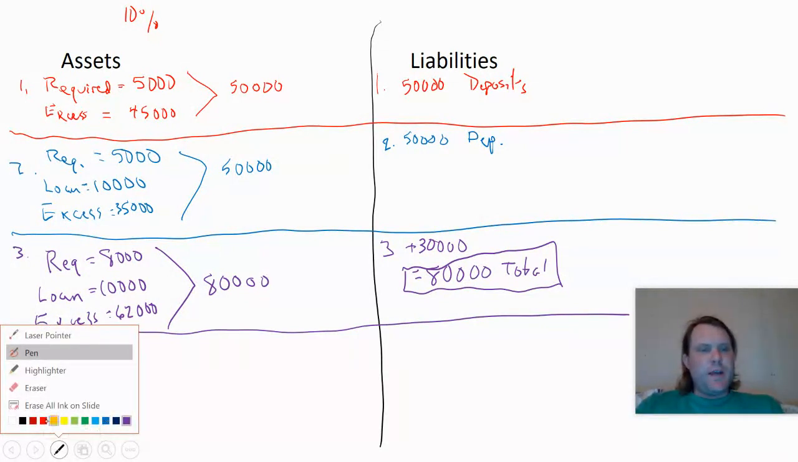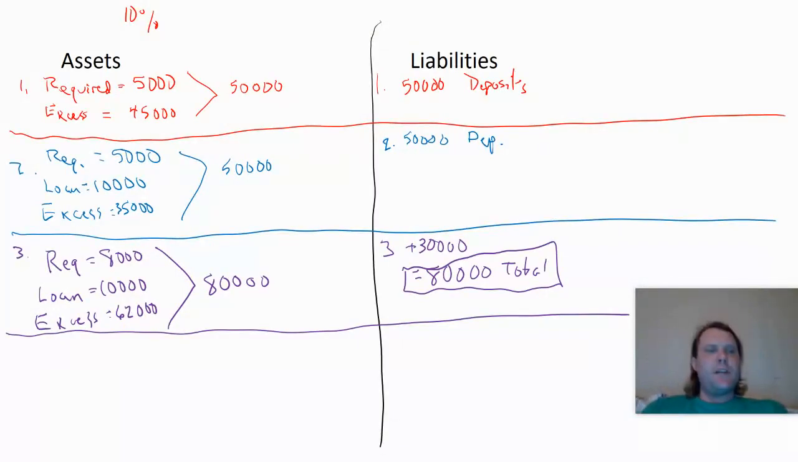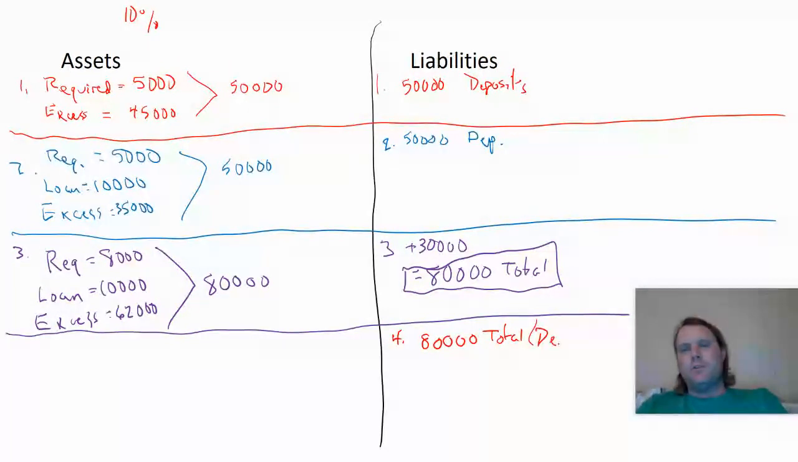So, like I said, we have a new loan, $20,000. So I'm just going to say, all right, we don't have anything new over here. I'm going to keep this. We got 80,000 total, right? And again, these are deposits. I keep saying total just out of habit, okay?